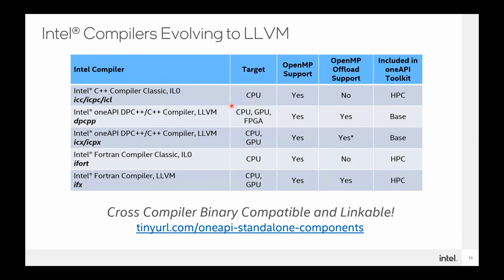This is a table that makes a summary of what I already said. The classic compilers, so the C++ compiler and the Fortran compiler classic, just have a CPU target. I want to clarify that you can also find the classic compilers in the latest release of oneAPI. These are all the compilers that are shipped with the oneAPI HPC toolkit. The classic are just for CPU, and the new compilers, IFX, ICX, ICPX, and DPCPP compilers, are for both CPU and GPU, and also for OpenMP offloading.